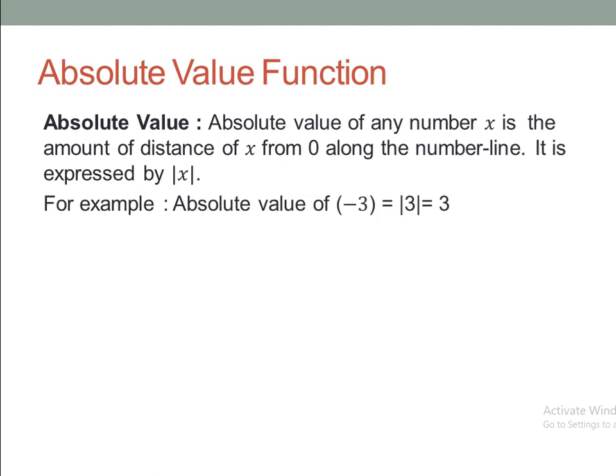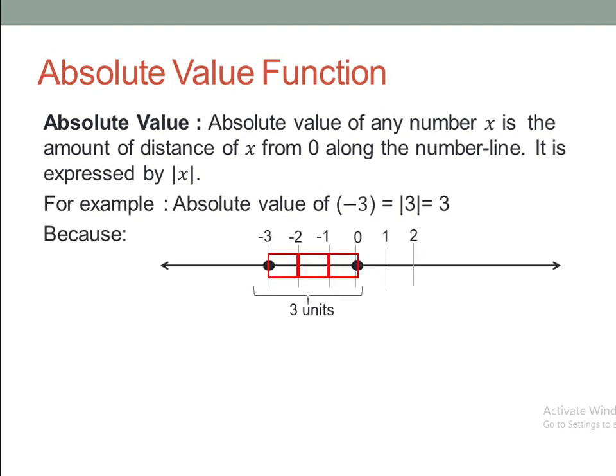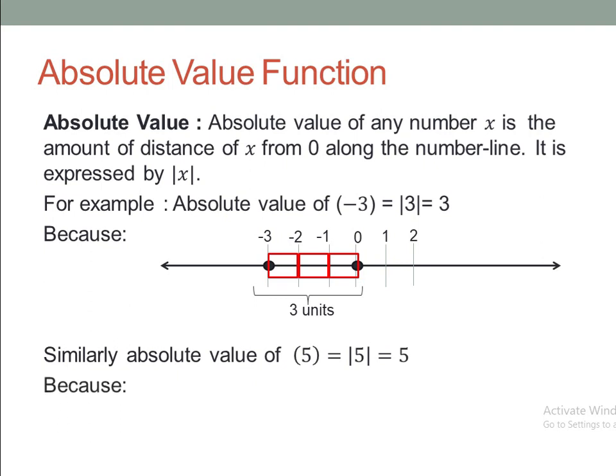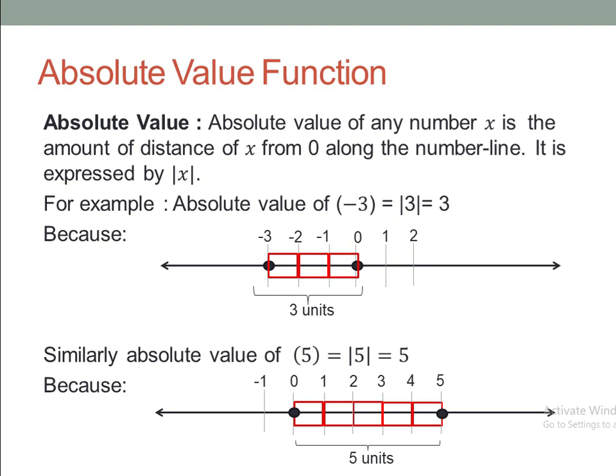For example, the absolute value of -3 equals modulus of -3 equals 3. Because look at the number line, from 0 to 3 you will get 3 units. Therefore, the absolute value of -3 is equal to 3. Similarly, the absolute value of 5, modulus of 5, will be 5, because from 0 to 5 you can see 5 units. The distance is 5 units. Therefore, modulus of 5 equals 5.